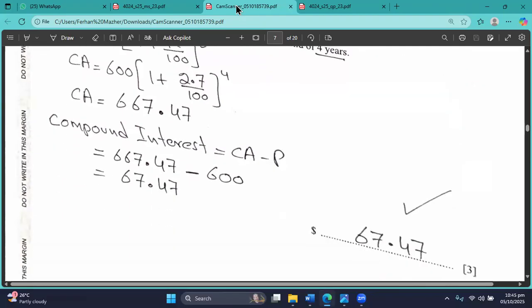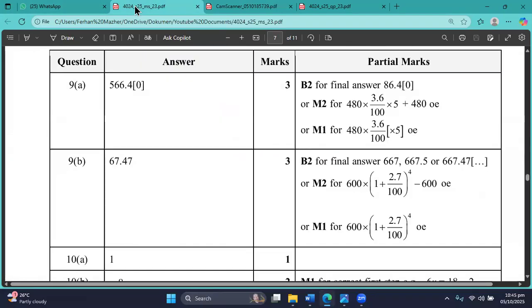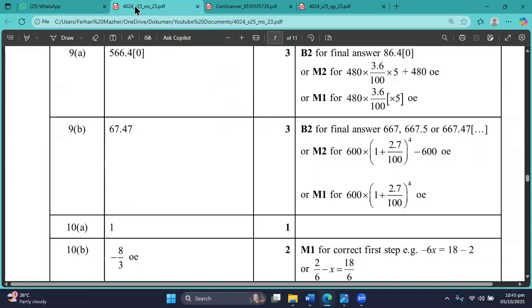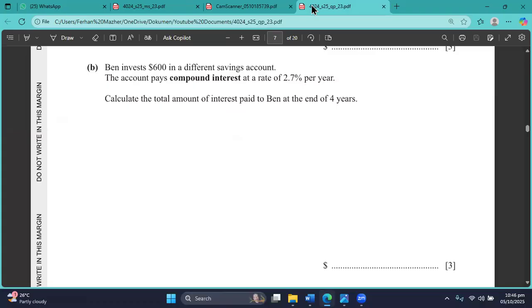So this is my answer. Okay. So a good question on the simple interest and the compound interest. So you can see the answer is right. This is how we have done this. I hope you understand.